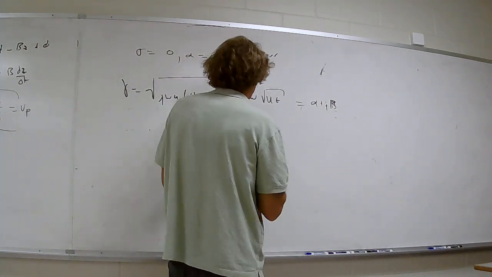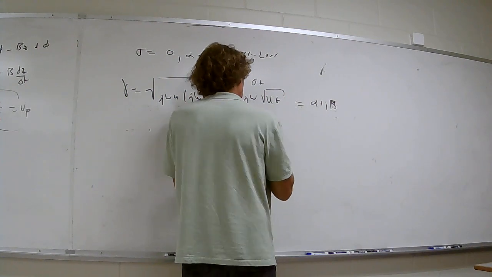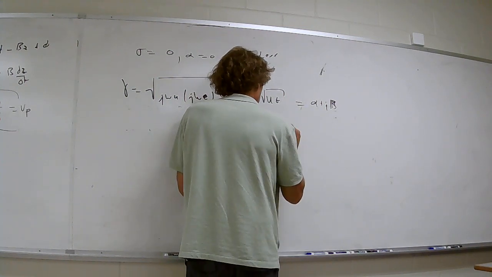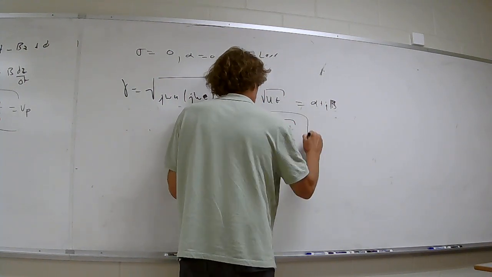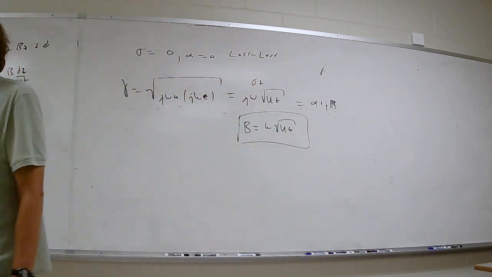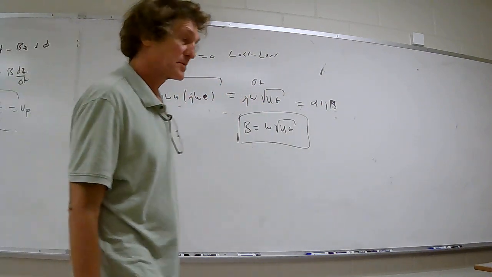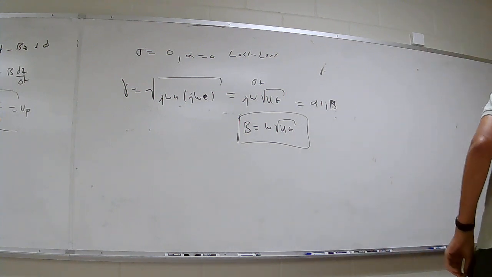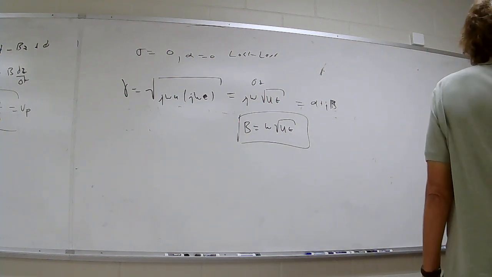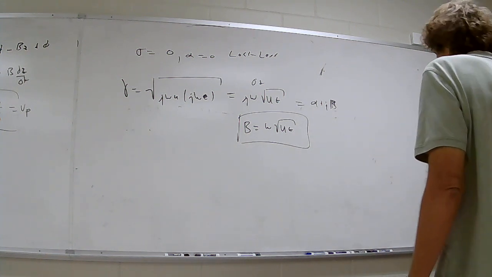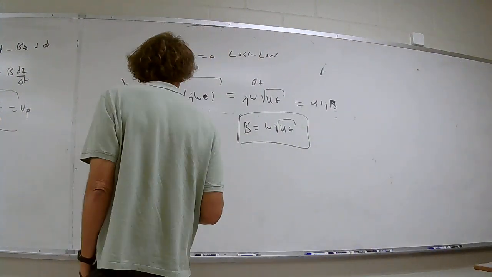What is beta? Well, beta is the coefficient in J, which is omega times square root of mu epsilon, right? There's no tricks here. I'm just stating the obvious. Do you all agree with that? Now, if that's the case, what else?